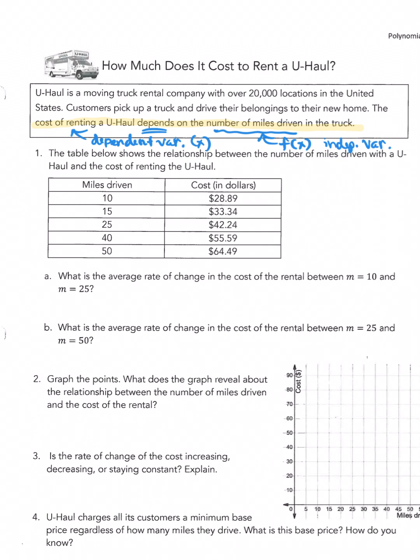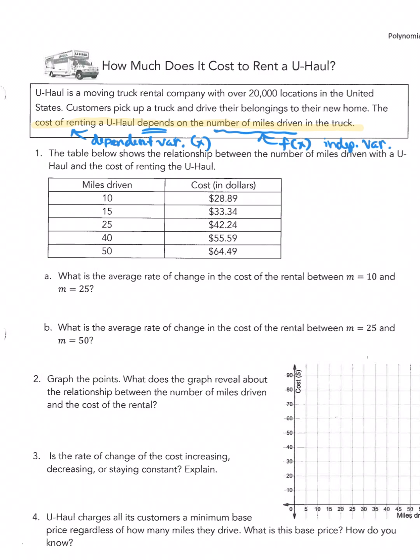Okay. So it says the table below shows the relationship between the number of miles driven with a U-Haul and the cost of renting the U-Haul. All right, so the first thing we need to do is figure out if we're going to notice they've given us a table, but they've not given us a graph this time.